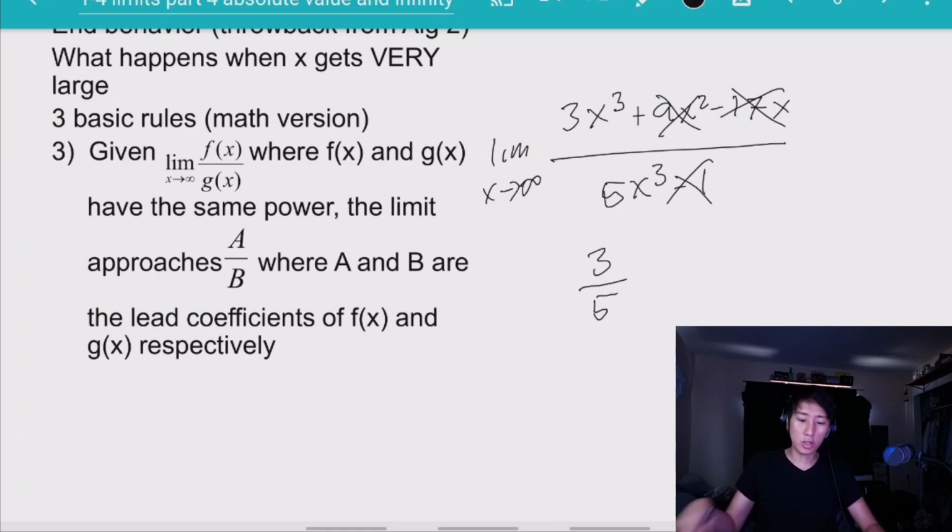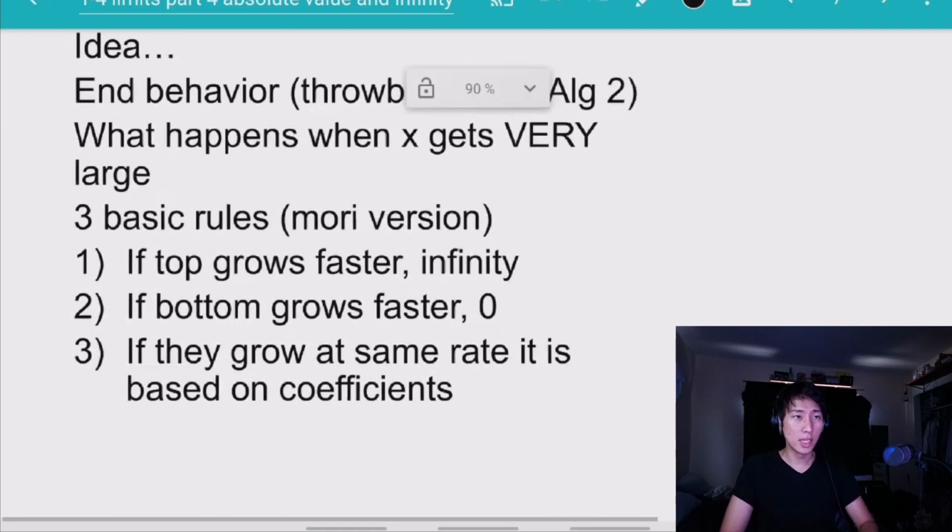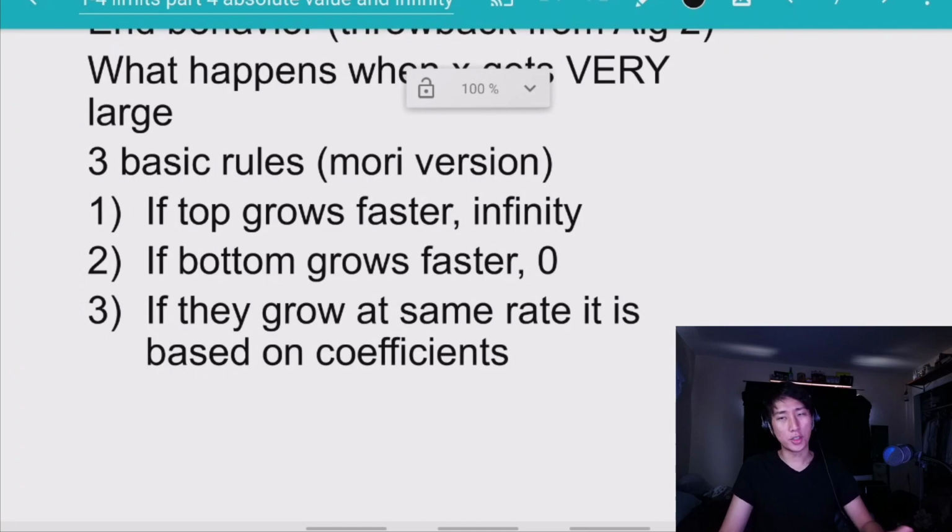Okay. One thing that you do have to watch out for, though, is negatives, and I'll talk about that in just a second. So here's the short version, basically. The 3 basic rules boil down to this. If your top grows faster, it goes to infinity. If your bottom grows faster, it goes to 0. And if they grow at the same rate, then it's based on the coefficients.